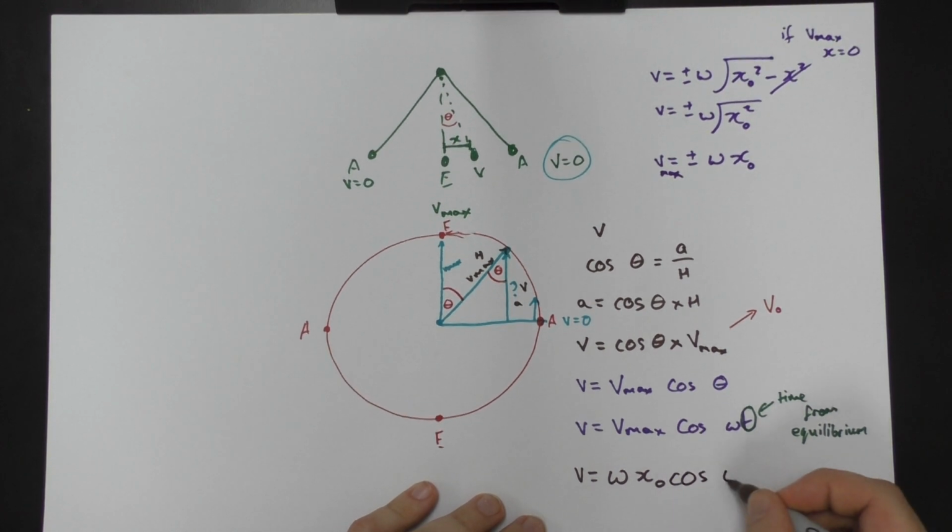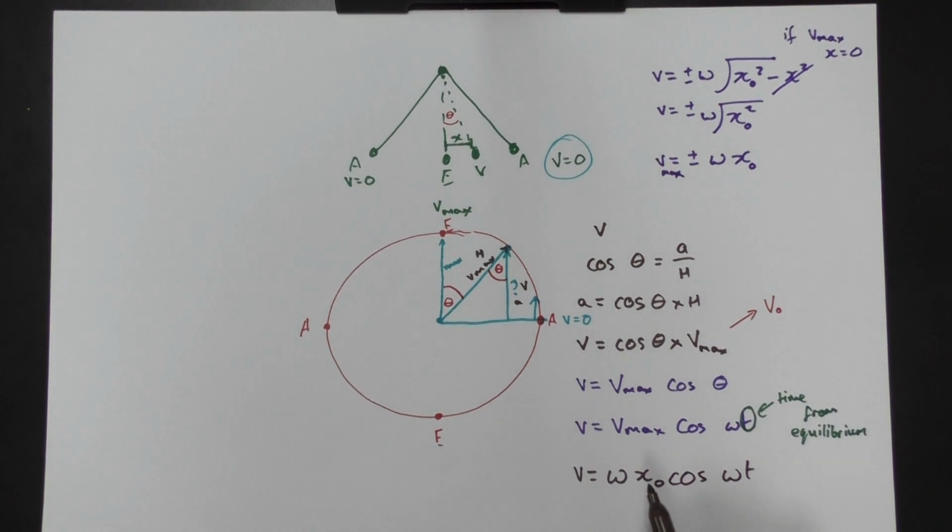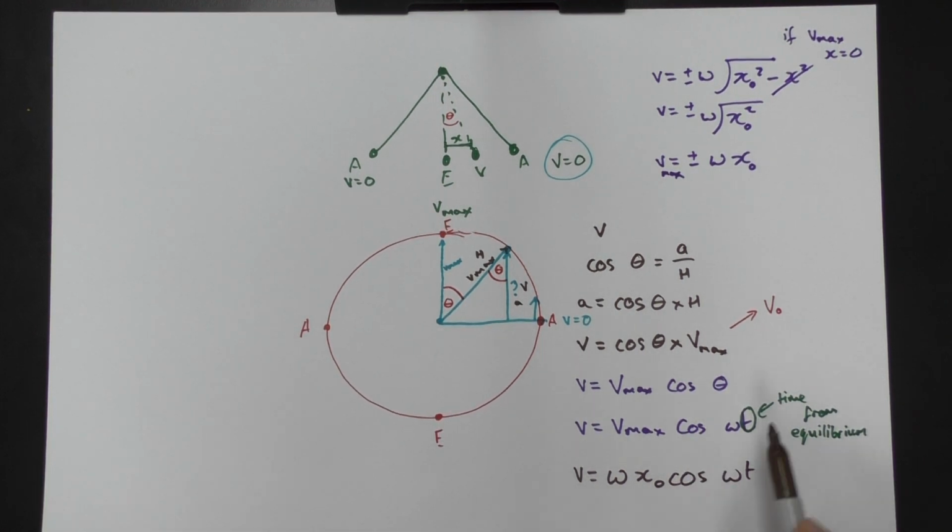cos omega t. And again, you could swap out the omegas with 2 pi f's and whatnot, but for all intents and purposes, this works. So V is equal to omega x naught cos omega t. And this works really well for determining, remember, the time from the equilibrium, the velocity after that time from the equilibrium. This is the equation. That's where we get it from.